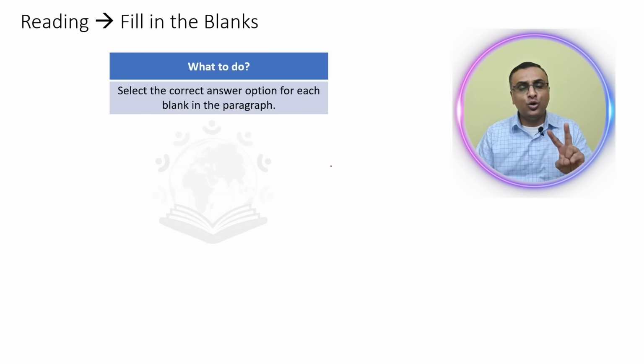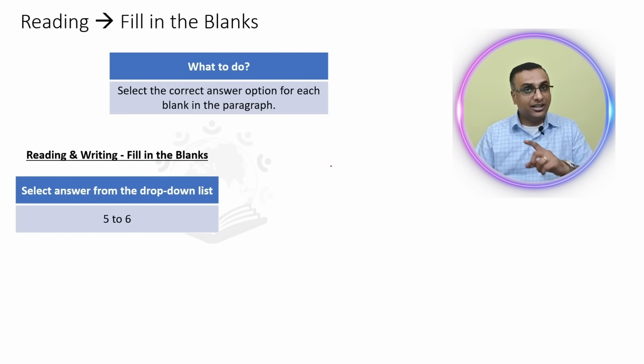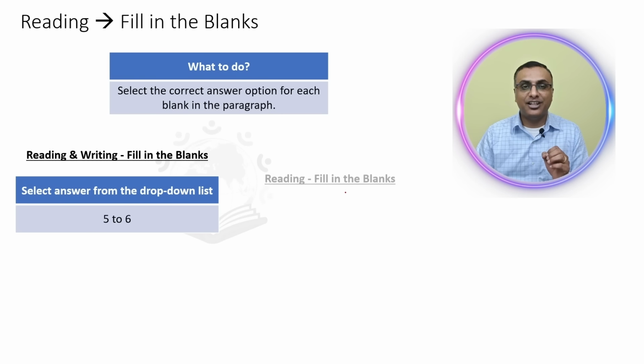Now, there are two question types in your reading module for fill in the blanks. First and foremost is reading and writing fill in the blanks. Here, there will be a paragraph and blanks as well. Now, for each blank, there will be a drop down. You will have to select the correct option from the drop down and then proceed forward. You will get 5 to 6 questions in your exam for reading and writing fill in the blanks.